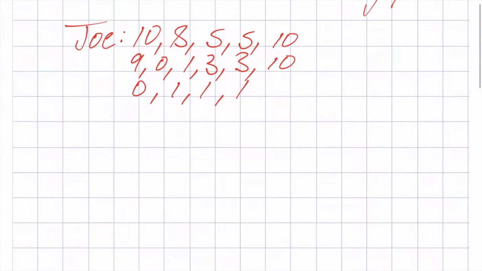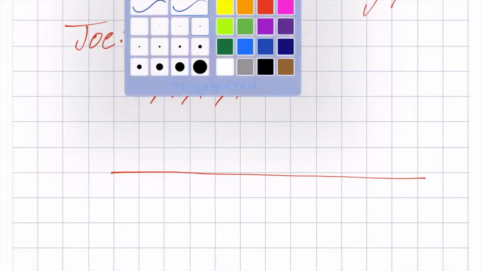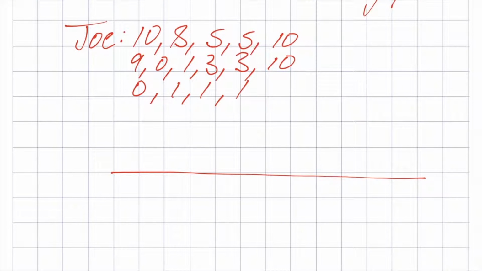Now, what a dot plot is, we're going to take this information here and put it basically on a number line. Okay? So your number line needs to cover the spectrum of the data that you have. What I mean by that is, what's my lowest number? 0. What's my highest number? 10. So we have to make sure that our graph covers at least from 0 to 10. So let's do that.